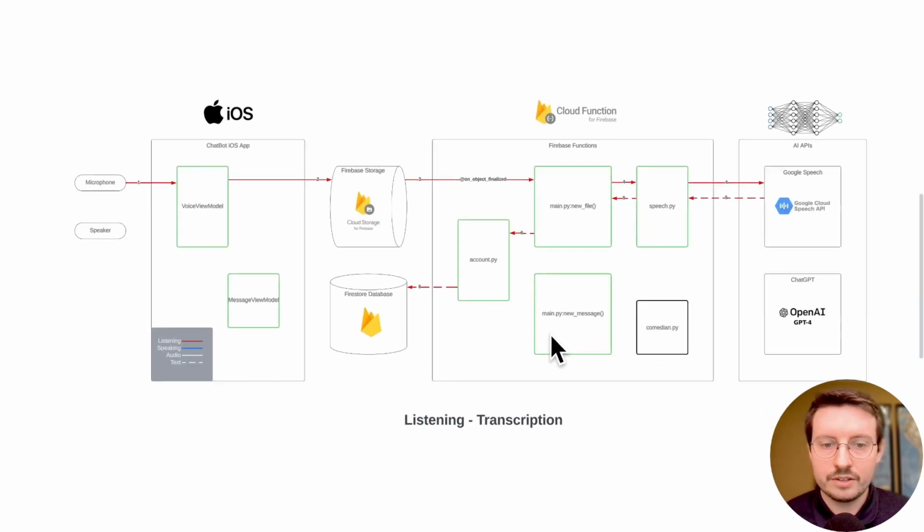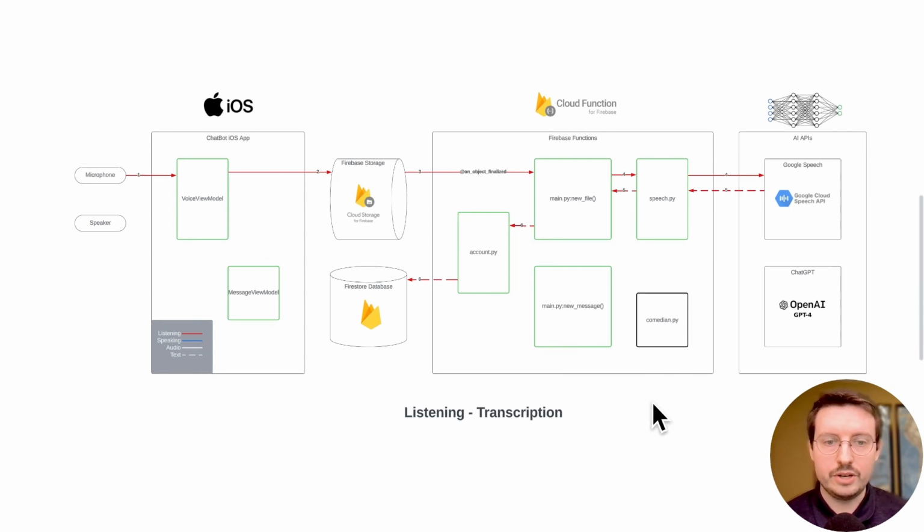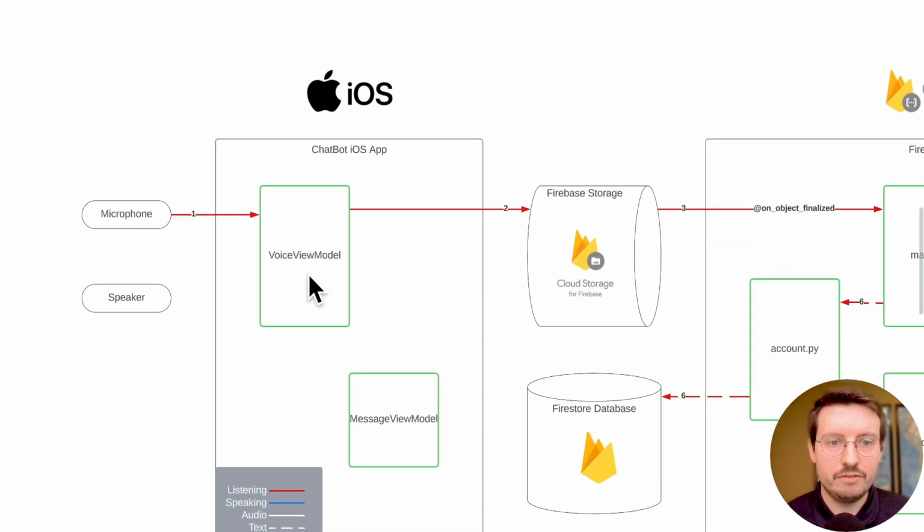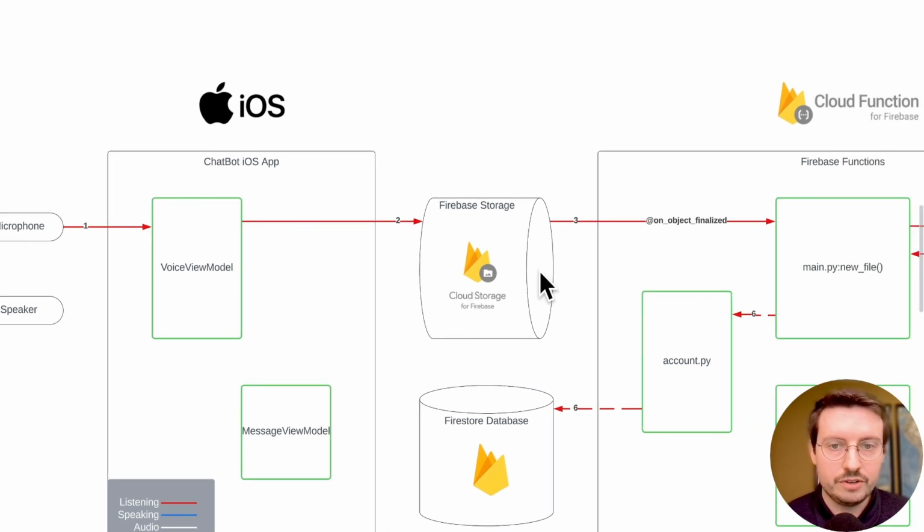So let's go ahead and talk about listening or transcription. So here in the iOS app, we can start by listening to the microphone from the voice view model. The voice view model will take the audio levels from the microphone and put it into a file. This file, it will then store into Firebase storage for that account.